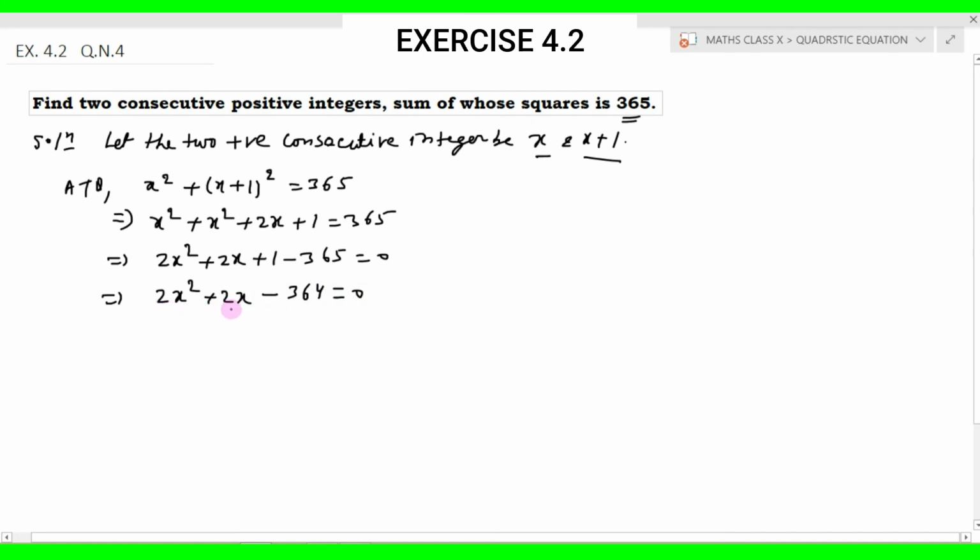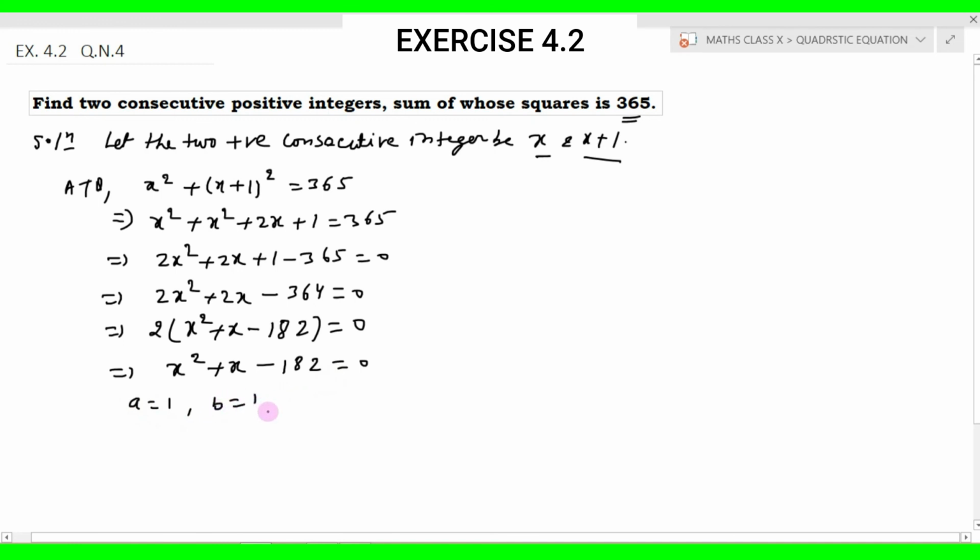Here we find that 2 is common in all the three terms. So take the 2 common. You will get x square plus x minus 182 equal to 0. Since 2 1 is 2, 2 8 is 16, 2 2 is 4, that is 364 divided by 2. Taking the 2 to the right side, 0 by 2 is 0. The final equation is x square plus x minus 182 is equal to 0. So this is our standard form now. Next, what is the value of a here? a is 1, b is also 1, and the value of c is minus 182.